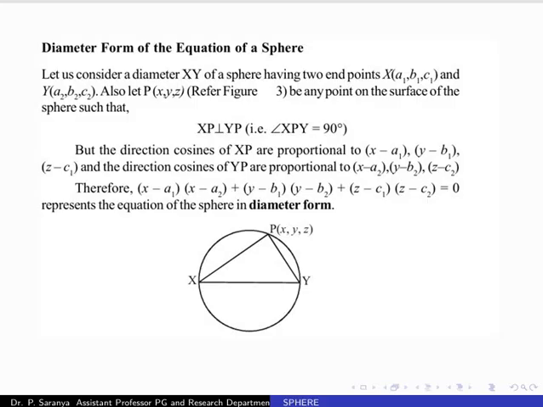But the direction cosines of XP are proportional to x minus a1, y minus b1, z minus c1. And the direction cosines of YP are proportional to x minus a2, y minus b2, z minus c2. Therefore, (x minus a1)(x minus a2) plus (y minus b1)(y minus b2) plus (z minus c1)(z minus c2) equal to 0. This represents the equation of the sphere in diameter form.